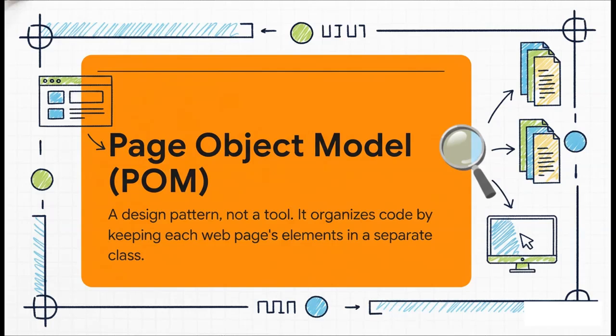We use a design pattern called the Page Object Model, or POM. Now listen, this is not a tool you download. It's a blueprint for how to structure your code. The idea is brilliant and simple. For every single page on your website, like the home page or the login page, you create one single Java file to hold all of its buttons, links, and actions. This keeps your code incredibly clean and so much easier to maintain.